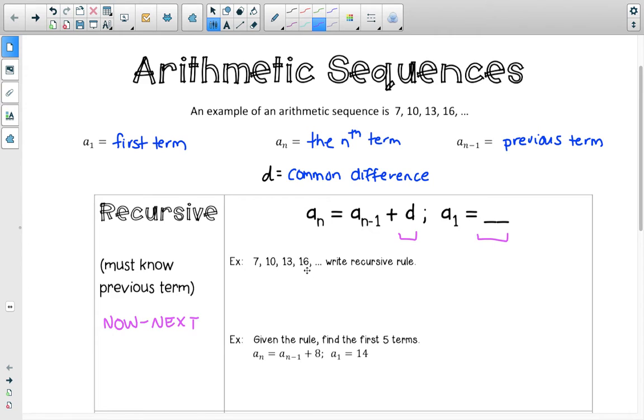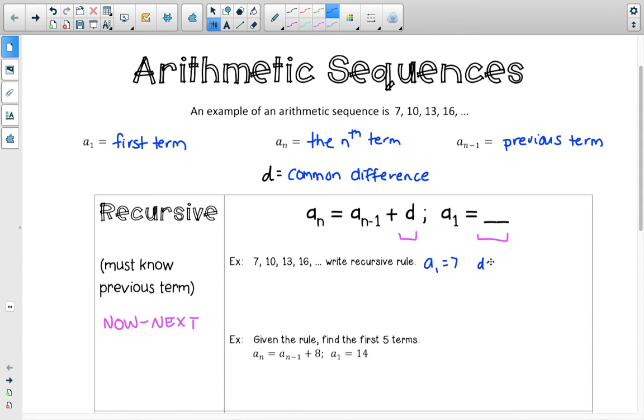So in this case, we can see that 7 added to 3 will give you 10. 10 plus 3 is 13. 13 plus 3 is 16. We can see that our common difference will be adding 3. Our very first term is given to us. a sub 1, our very first term in this problem, is equal to 7, because we were told that. There was no ellipsis in the beginning. The ellipsis at the end means that these numbers will keep going. There were no ellipses in the beginning, meaning that 7 is your very first term.